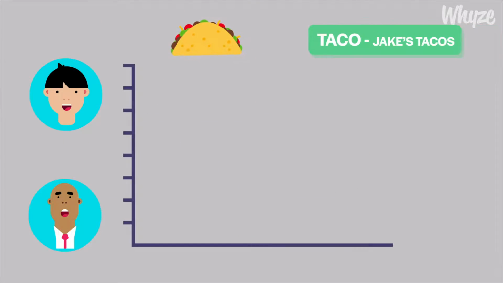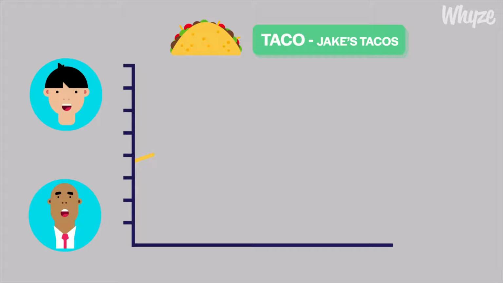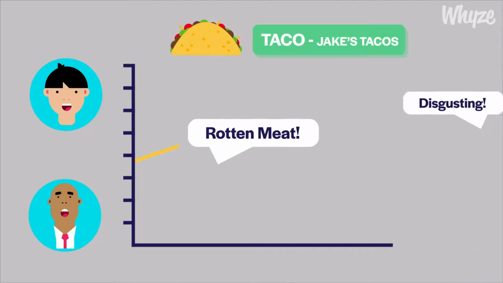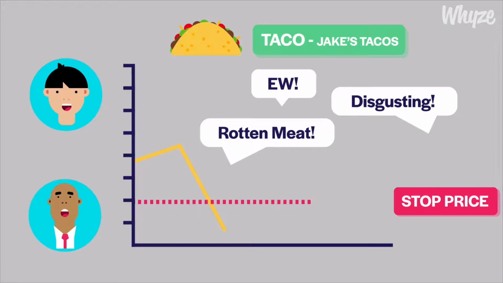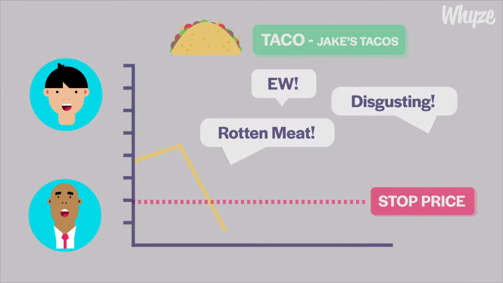For instance, if you own stock in Jake's Tacos and news leaks that some of their meat is causing customers to get sick, the value of your shares could drop immediately. Having a stop loss order in place can limit your losses or allow you to trade your stock for cash before a large amount of your profit disappears.